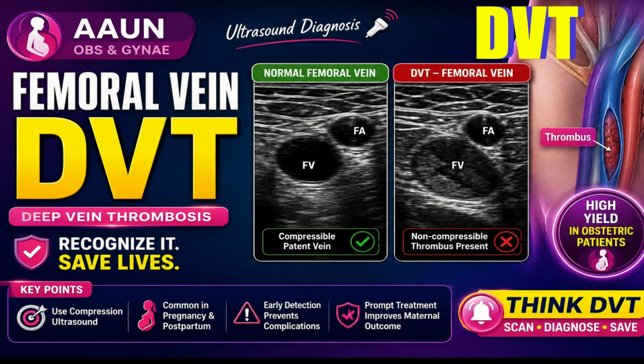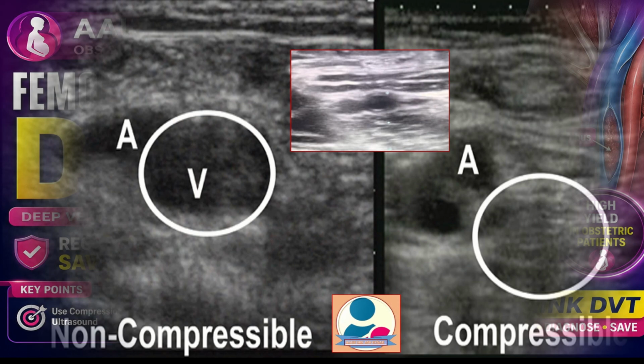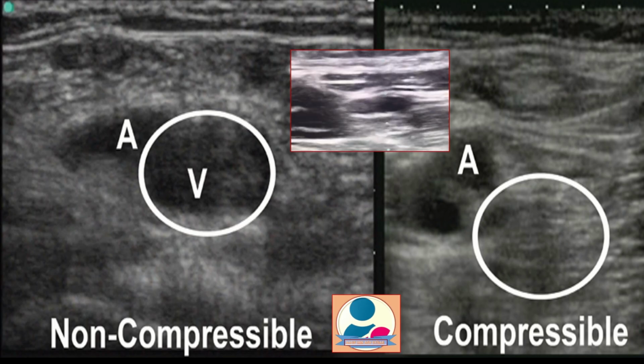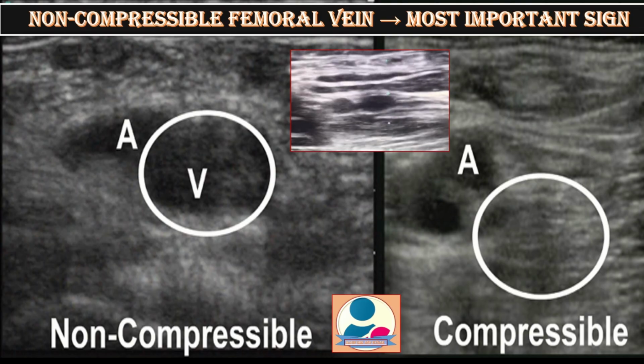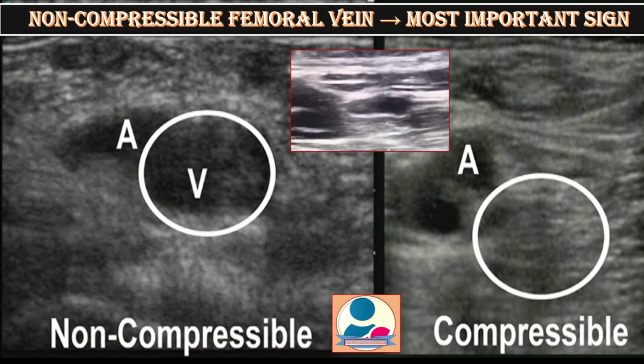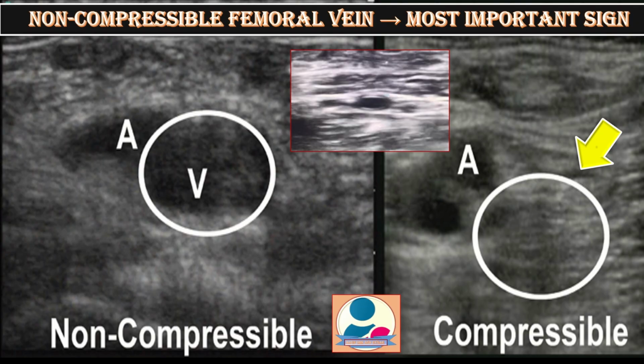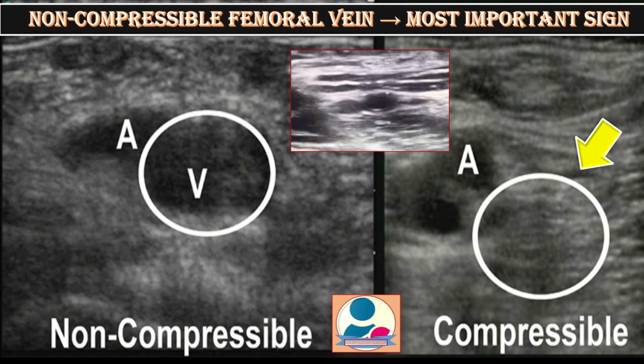In this video, we will discuss the ultrasound appearance of femoral vein DVT, its key diagnostic features, and important Doppler findings for accurate diagnosis. On ultrasound, the most important sign of femoral vein DVT is non-compressibility of the femoral vein, which means a normal femoral vein completely collapses with gentle probe pressure. In DVT, the thrombus prevents the vein from collapsing, making it partially or completely non-compressible.